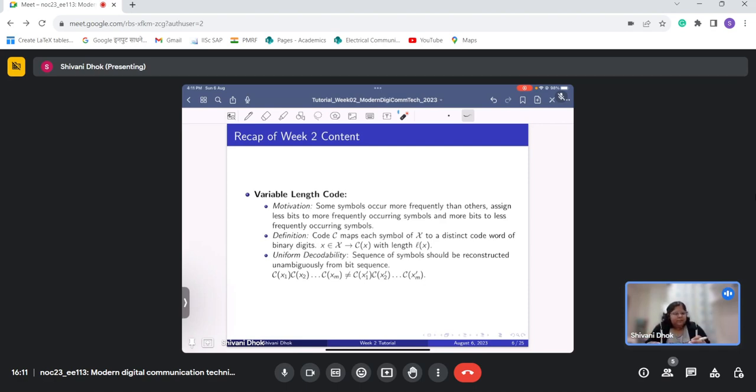Less number of bits should be assigned to a code which is appearing frequently. Now what will this give me? This will give me the average length of the code will reduce, which will be minimum, and that is what we need, because we want to use the communication resources like bandwidth very efficiently. So in order to do that, we go for variable length coding, and that takes some probabilistic information into consideration.